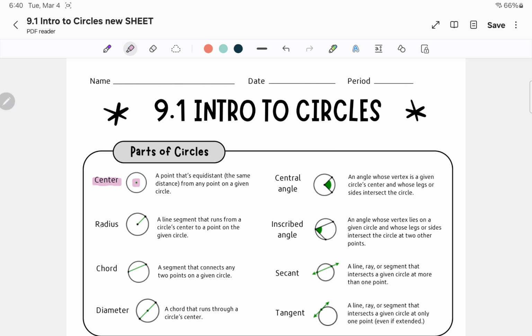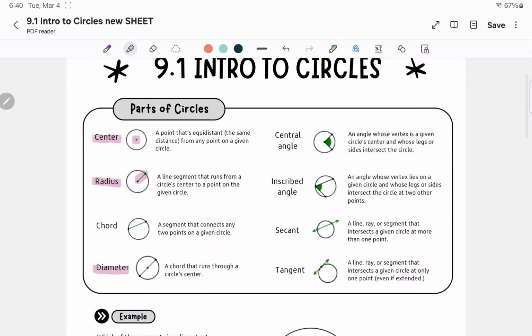And now radius, this should also be a review. Radius is that line segment that goes from the center to any point. So it is halfway through the circle, halfway through the diameter of the circle, which is actually down here. So let's go ahead and do that. Diameter is basically going from end to end. So diameter is the whole thing across the circle. Radius is halfway across the circle.